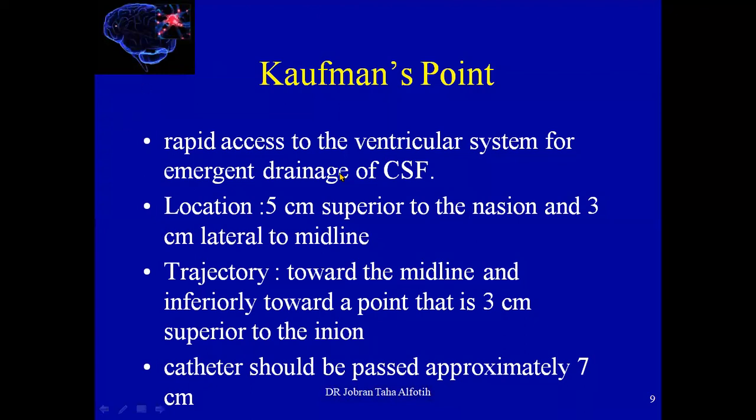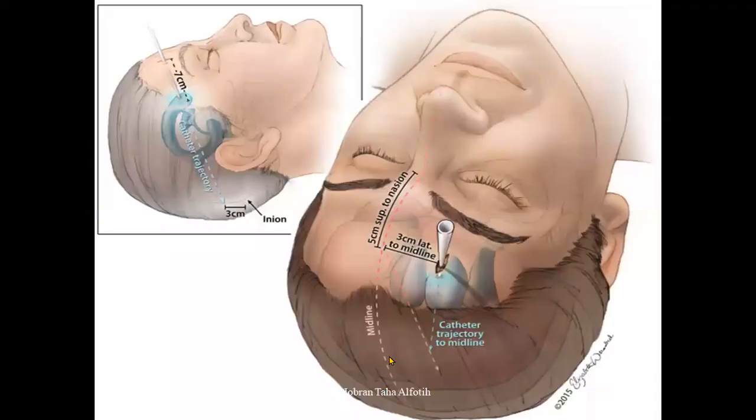Keen's point is a rapid access to the ventricle system for emergent draining of the CSF. Location is 5 centimeters superior to the nasion and 3 centimeters lateral to the midline. Our trajectory will be towards the midline and inferiorly towards the point that is 3 centimeters superior to the inion. And the catheter should be passed approximately 7 centimeters. As we see here in this picture, this is 5 centimeters superior to the nasion and 3 centimeters lateral to the midline.